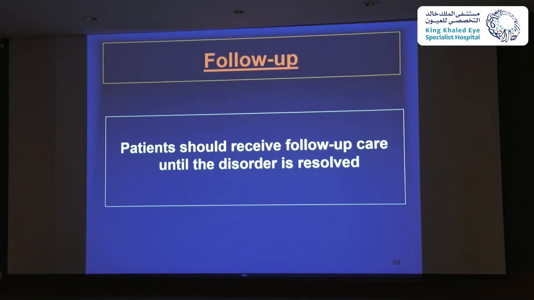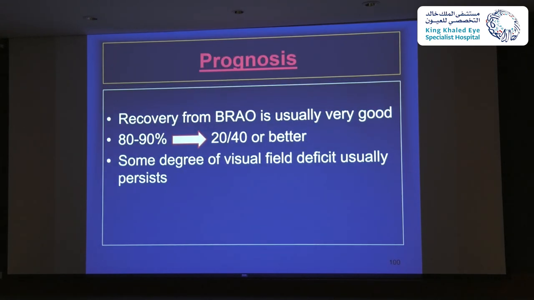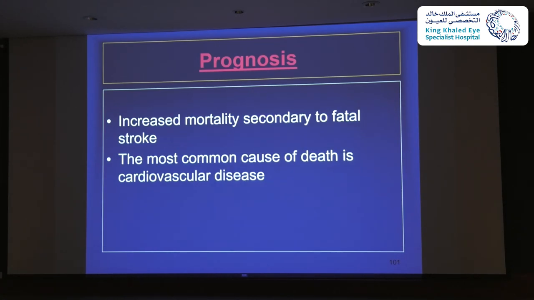Follow-up: this patient needs regular follow-up until the problem is resolved or there is no neovascularization. Complications usually occur less often when you compare it with central retinal artery occlusion, but neovascularization is the most important. Regarding the prognosis, usually it's very good. 80 to 90% of the patients improve to 20/40 or better in visual acuity, and some degree of visual field deficit usually persists in the area that was ischemic.